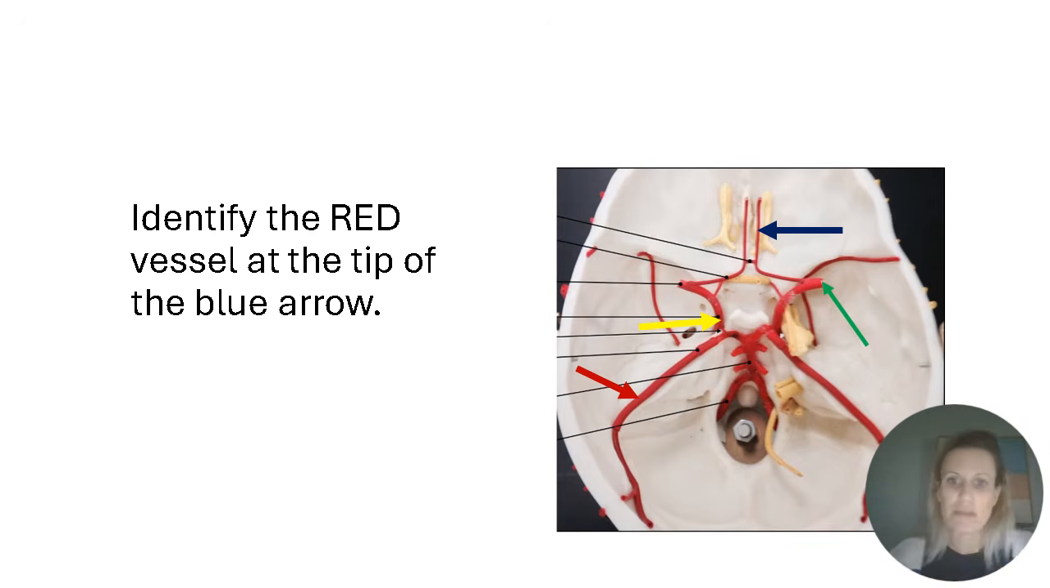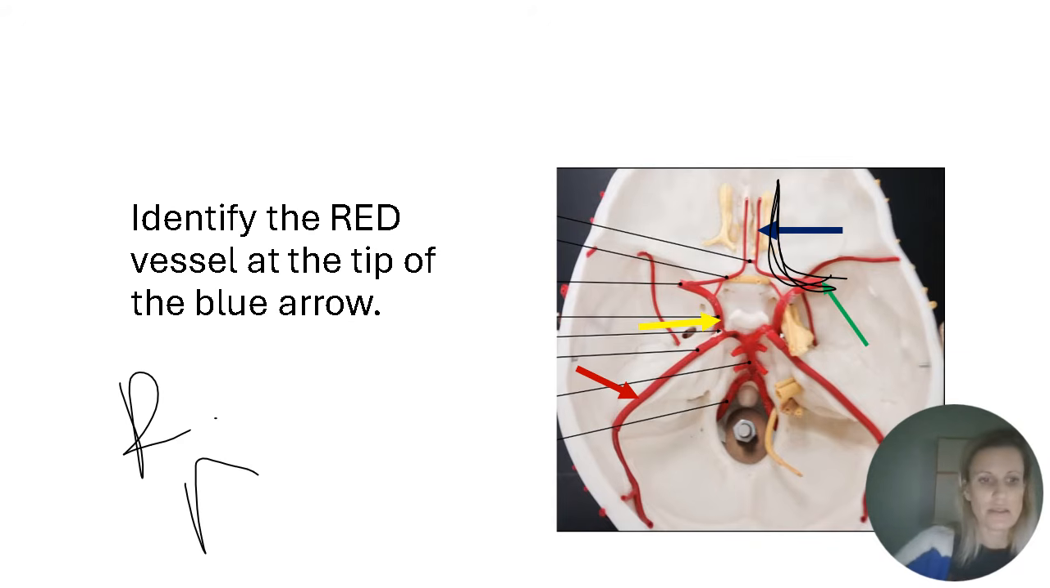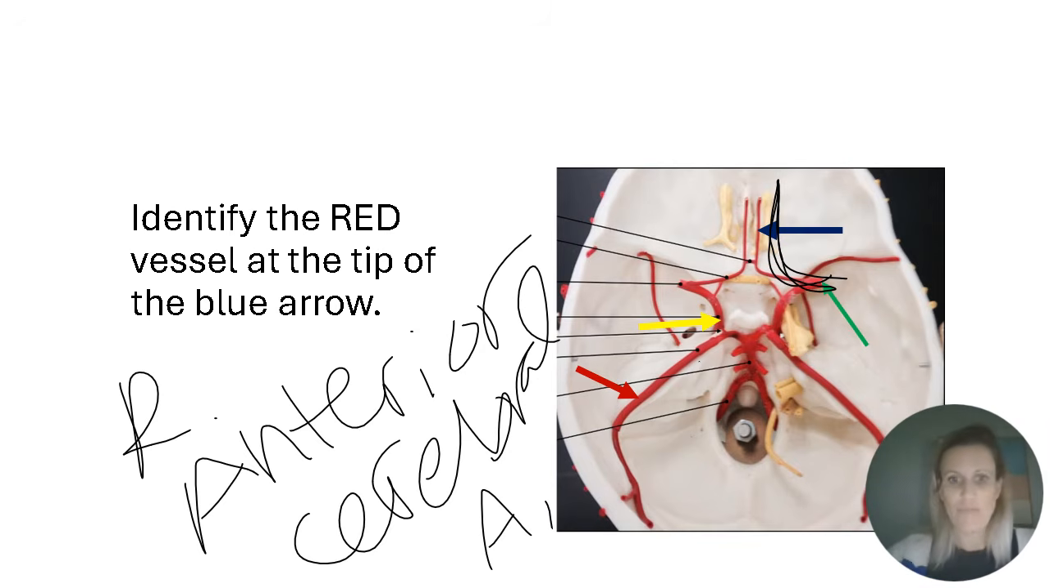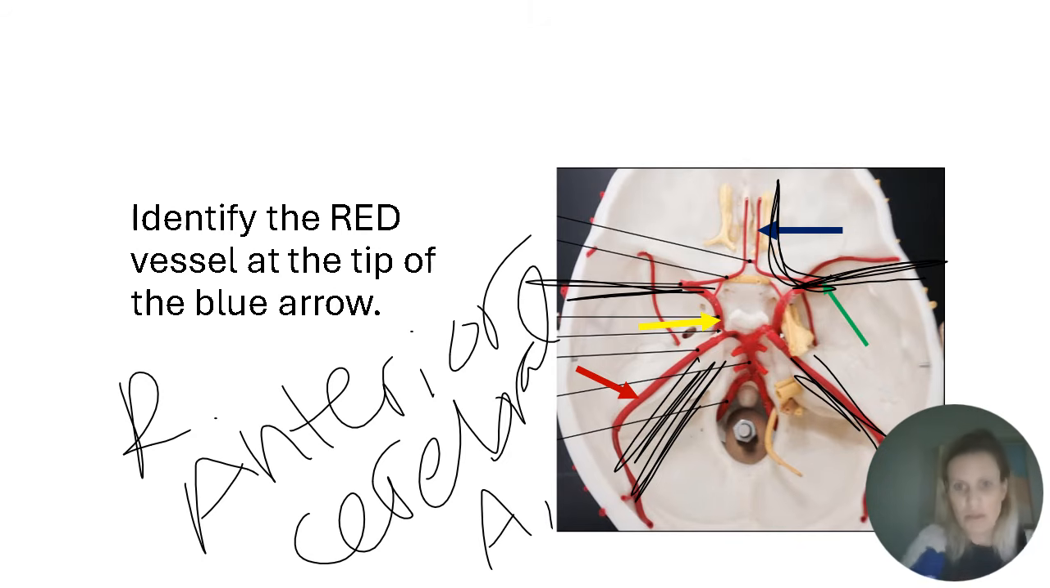At the tip of the blue arrow, so we're talking about this little guy here, the little antenna going forward. That's the anterior cerebral artery, and that's on the right side. So right anterior cerebral artery. Remember, we have posterior cerebral back here, middle cerebral here, and then anterior cerebral in the front.